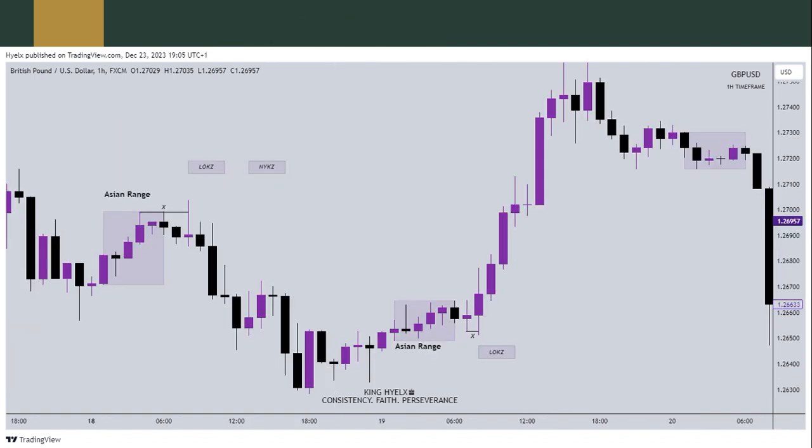All right, so that is essentially the 3 important times of day to note, right? From 1 o'clock to 5:59 for our Asian range, Nigerian time. 8 o'clock to 11 o'clock, London Kill Zone, then 1 o'clock to 4 o'clock, New York Kill Zone.